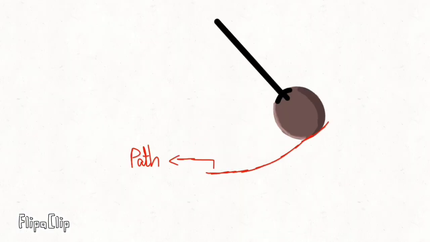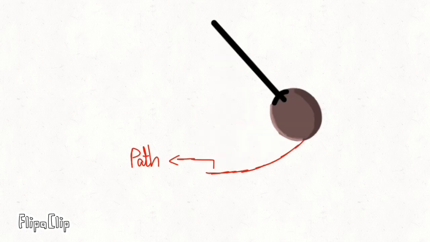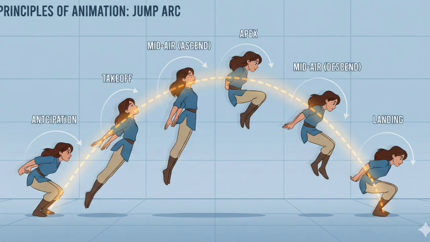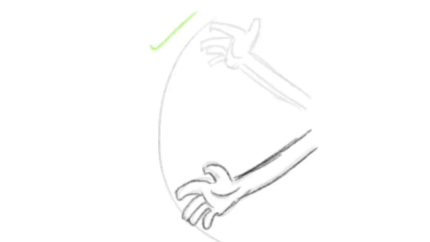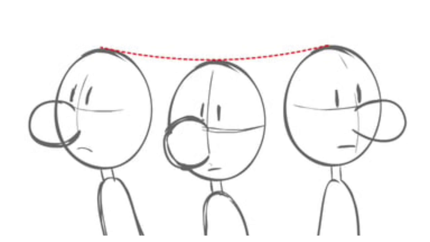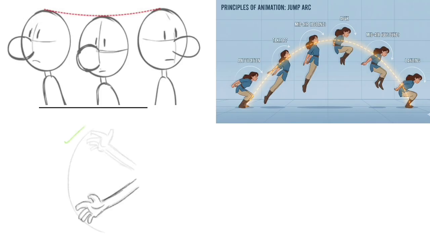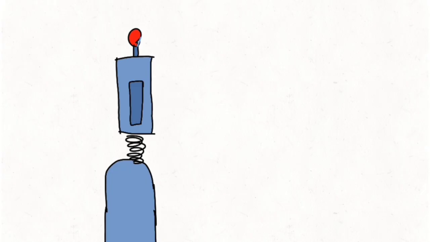Now look at the path of the movement. Nature almost never moves in perfectly straight lines. A jump follows an arc. A hand swings in an arc. Even a simple head turn follows a curve. Those invisible curves make movement feel natural. Remove them, and everything begins to look robotic.